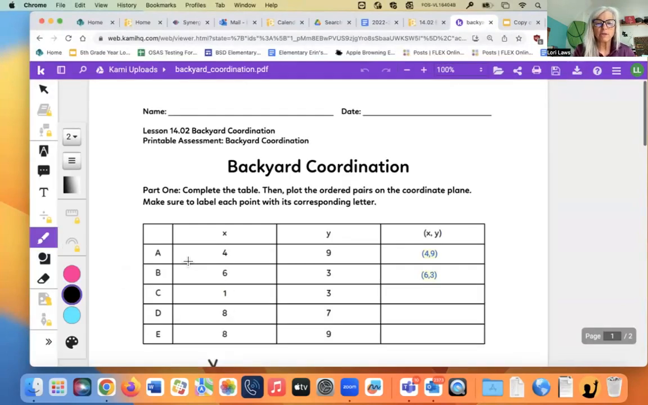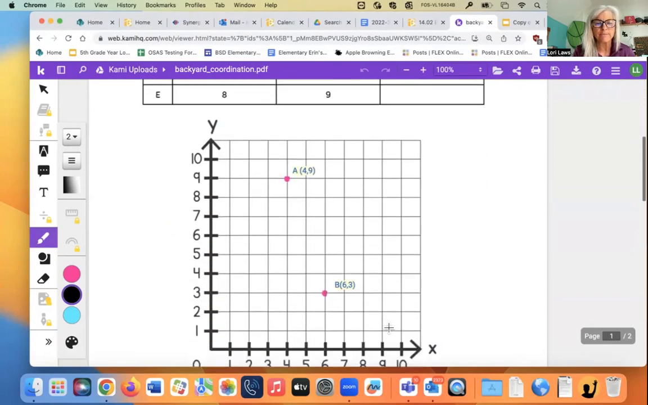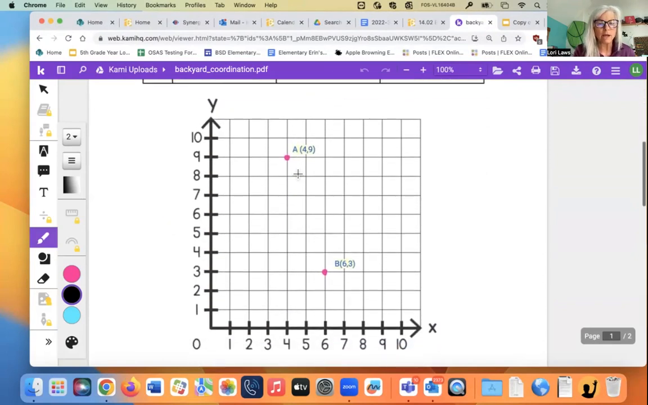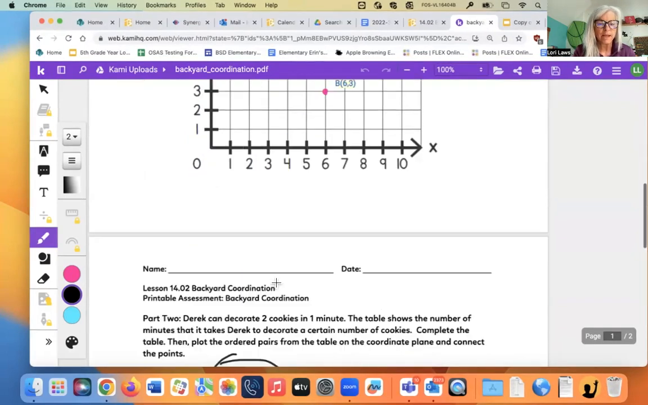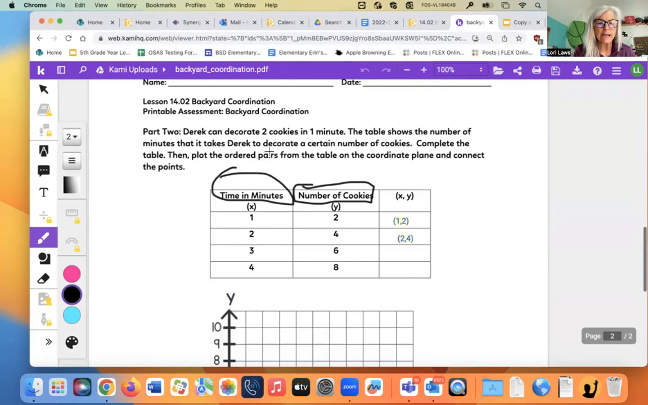So when you do the assignment, you need to write the coordinates down like this. You do not include the X and the Y, just the numbers. So like 4, 9, 6, 3. So you finish that. Then you plot these points on the map with the letter and the coordinates. Great. Then it says that you need to pay attention to this chart and study it.